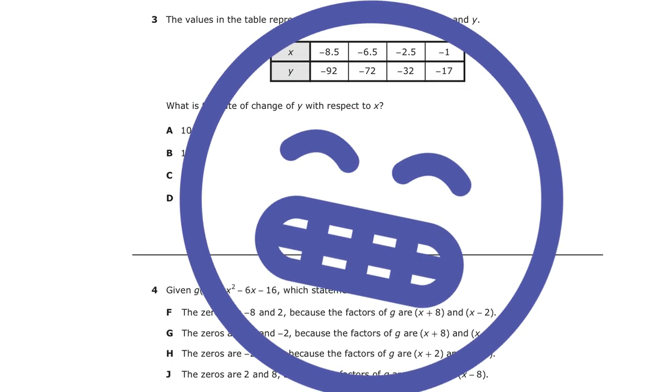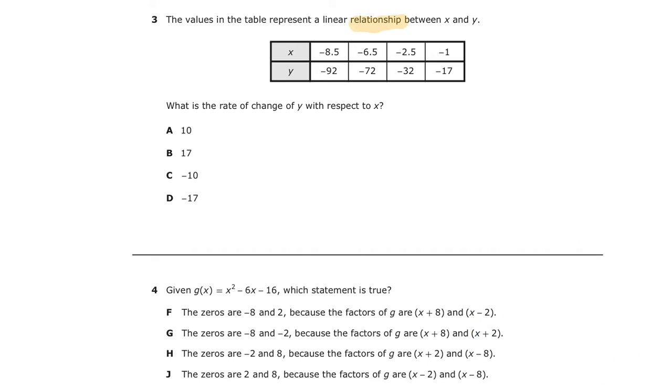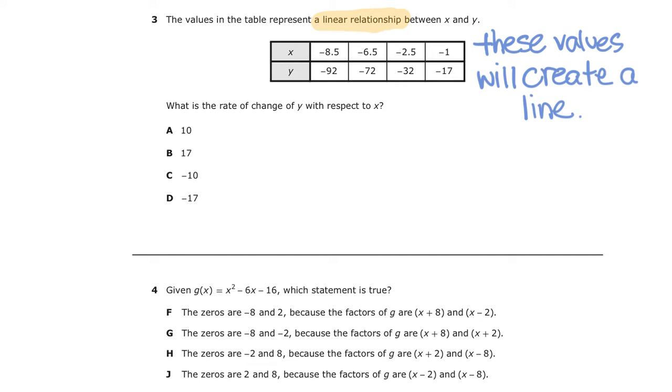So much vocabulary. Let's start with linear relationship. It simply means the table of values that we're given, if we plot them on a graph, they will create a line. So when we look at the graph, we'll see a straight line. And it could be sloped up, it could be sloped down. Rate of change simply means the slope.